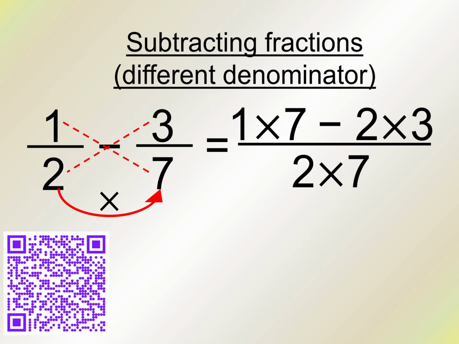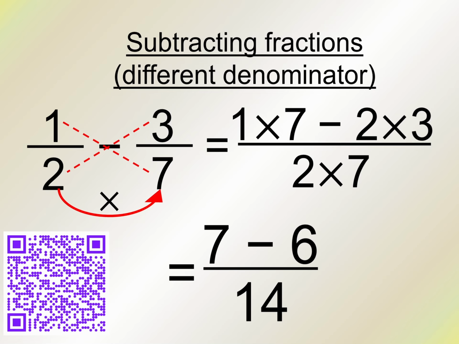Work it out. 1 times 7 is 7. 2 times 3 is 6. 2 times 7 is 14. Subtract your numerators. So 7 take away 6 leaves you with 1. And so your fraction is 1 over 14.